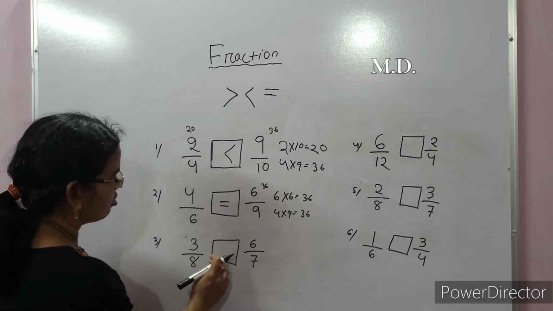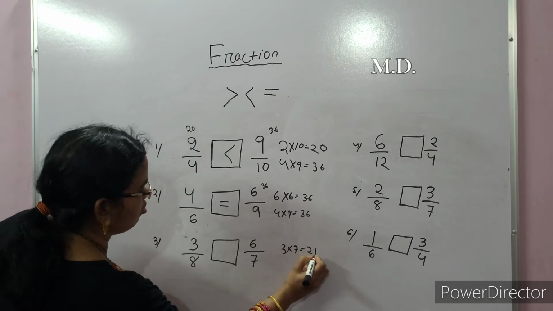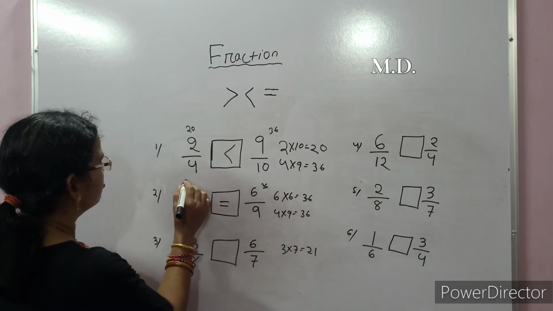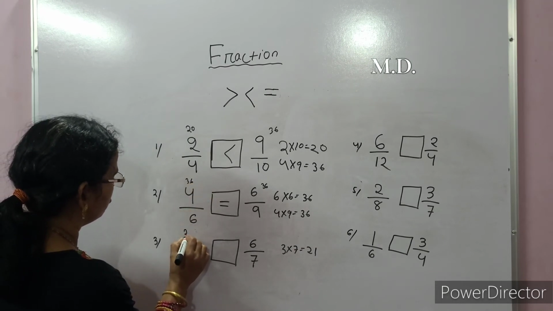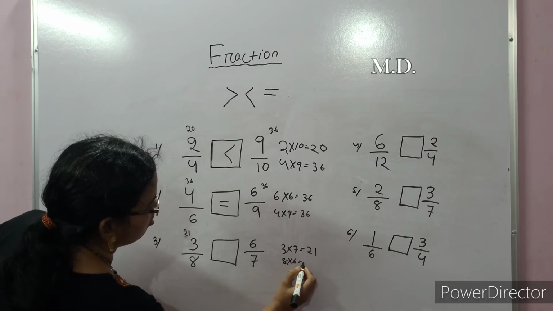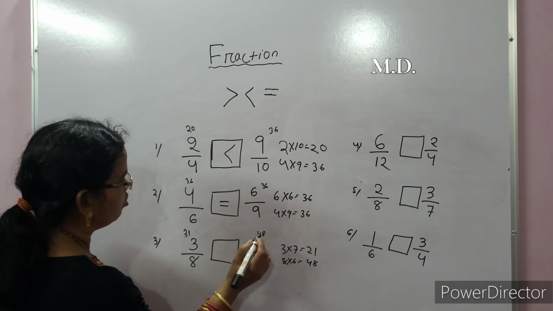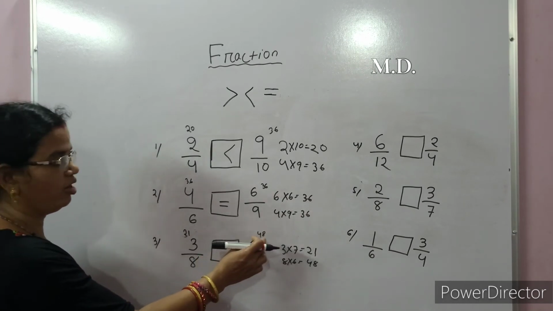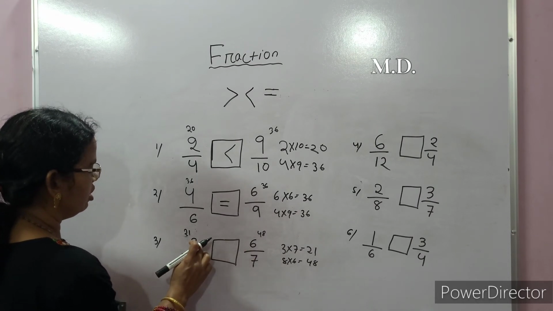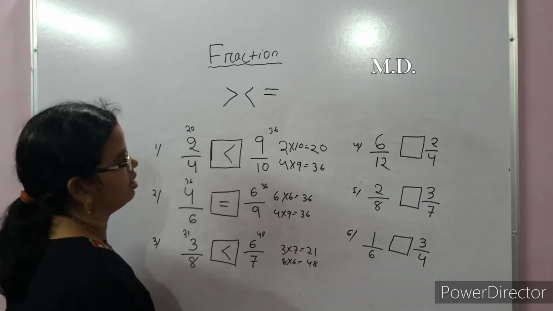Then cross multiplication. 3 into 7, 21. 8 into 6, 48. Which is greater, 21 or 48? 48 is greater. So 6 by 7 is greater than 3 by 8.